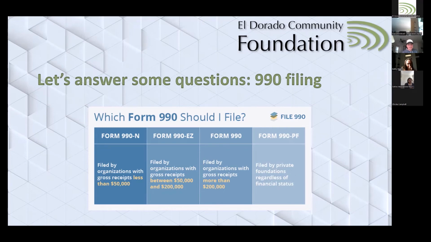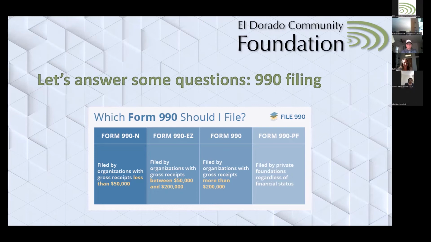Form 990 PF should be completed by all private foundations. So I'm guessing none of you here are from private foundations. But regardless of how much money you make or how much you have in your asset base, that's something you need to file.